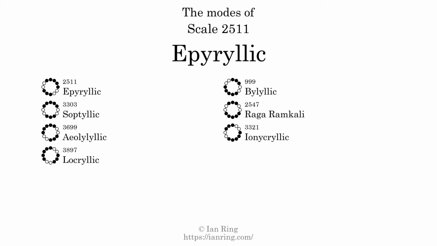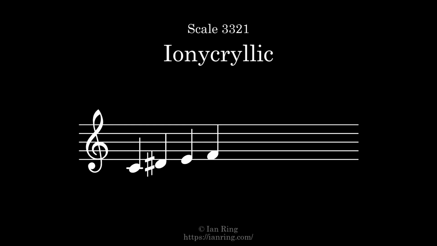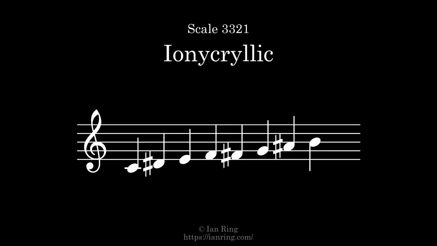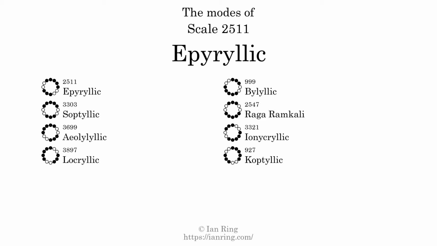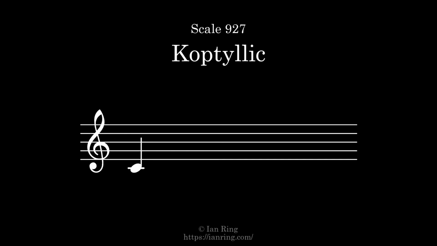The seventh mode is scale 3321, also known as Epyryllic. It sounds like this. The eighth and last mode is scale 927, also known as octatonic. It sounds like this.